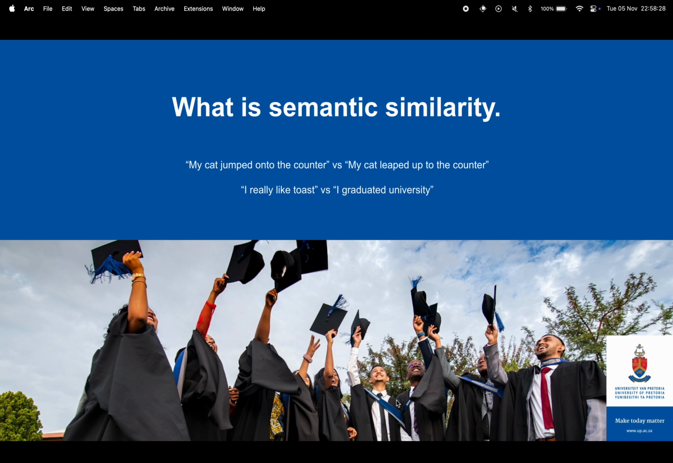So, as an example, if we have the two sentences, my cat jumped onto the counter versus my cat leaped up to the counter. Those sentences essentially convey the same idea and the same message, so they're quite semantically similar. Versus, for example, compared to the sentences, I really like toast versus I graduated university, they have nothing to do with each other, and so they have a very low semantic similarity.